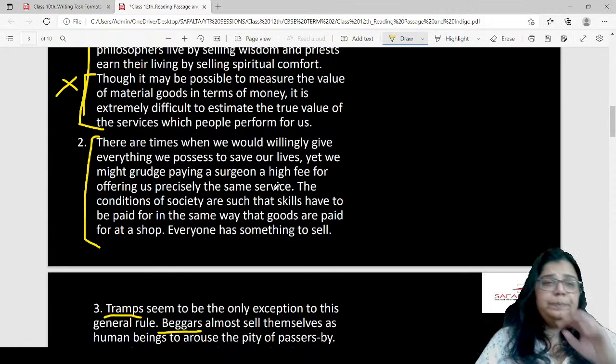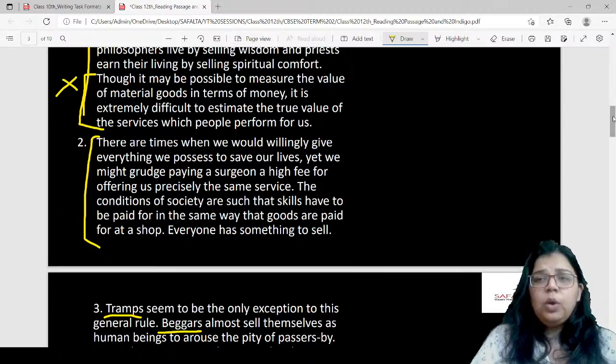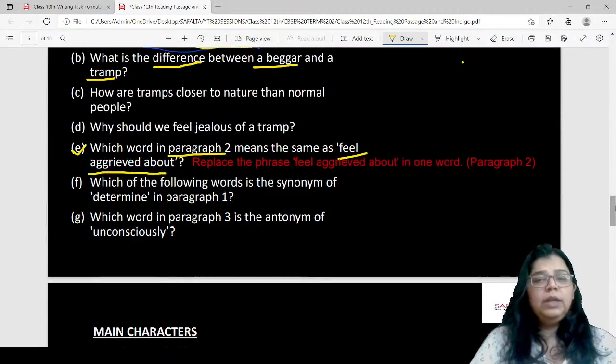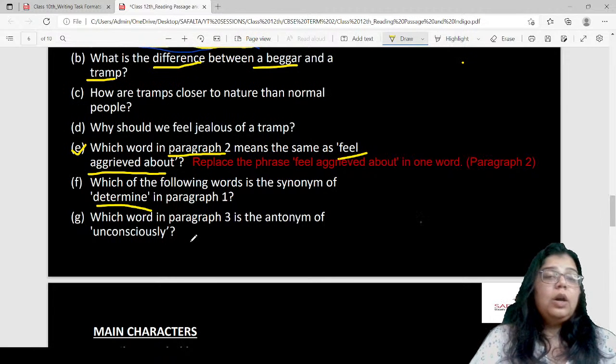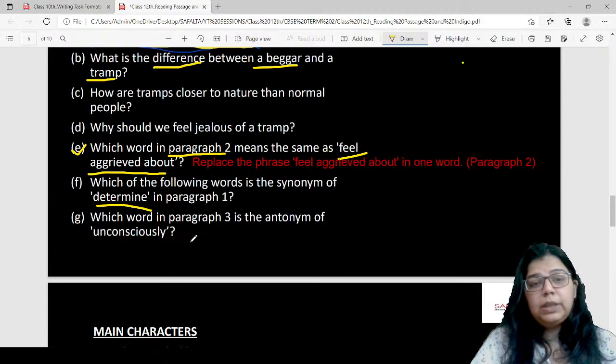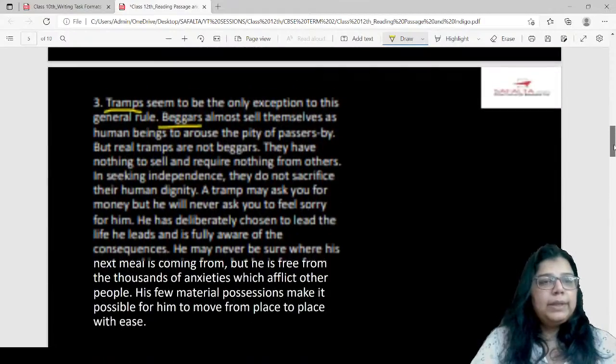So, I hope till now it is absolutely clear. Now, for example, you have this one: which of the following words is the synonym of determine in paragraph 1? It could simply mean write the synonym of determine in paragraph 1, right? So we will go back to paragraph 1 here.